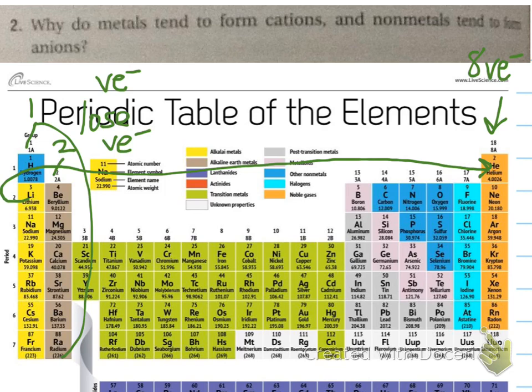Again, your textbook said it is easier for a metal to lose electrons and for a nonmetal to gain electrons to achieve the electron configurations of a noble gas. So for these nonmetals, it's because these have 5, 6, and 7 valence electrons, and it's easier for them to gain 3, 2, or 1 electrons to have 8 rather than to lose them.